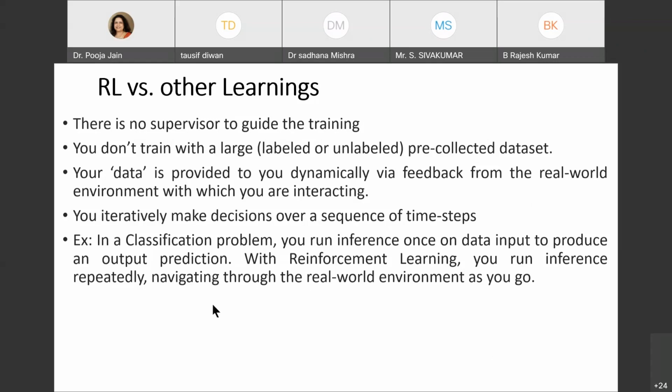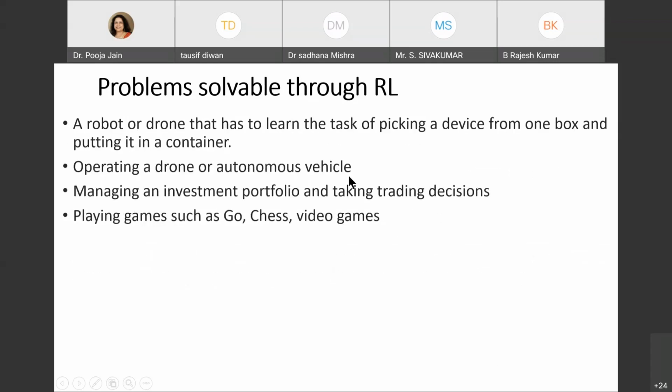Suppose we take an example of a classification problem, in which you just run an inference on the data and just produce the output. But it is not the case with reinforcement learning. In reinforcement learning, you first run your inferences repeatedly, then navigate through the real world environment as you go.